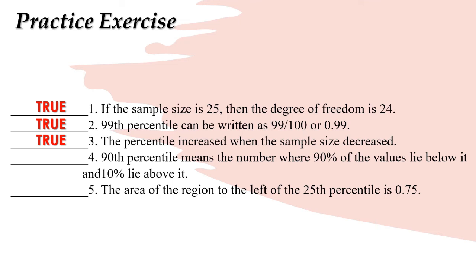Number 4. 90th percentile means that the number where 90% of the values lie below it and 10% lie above it. Very good, it is true. Number 5. The area of the region to the left of the 20th percentile is 0.75. Is it true or false? Very good, it is false. 0.75 makes the statement false.